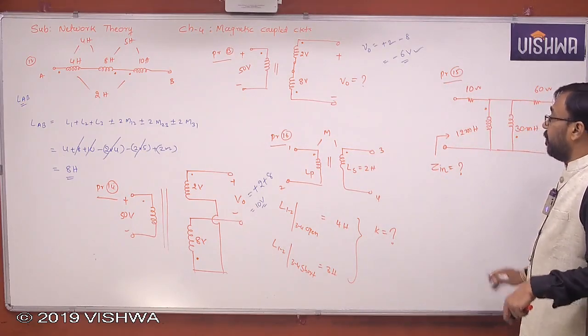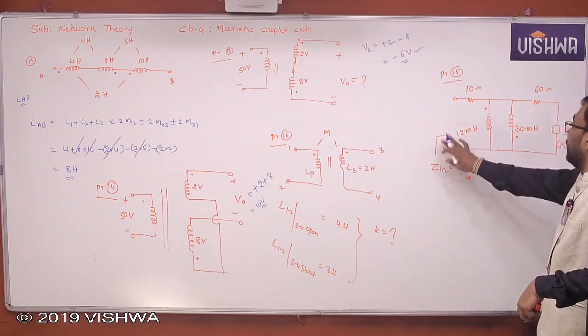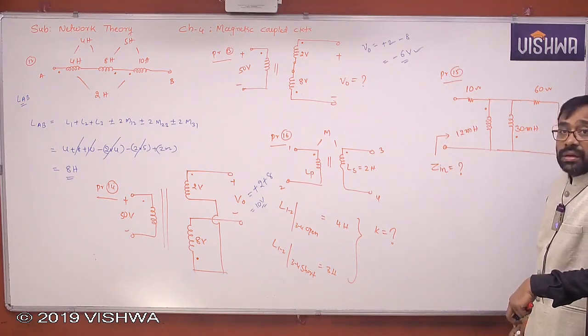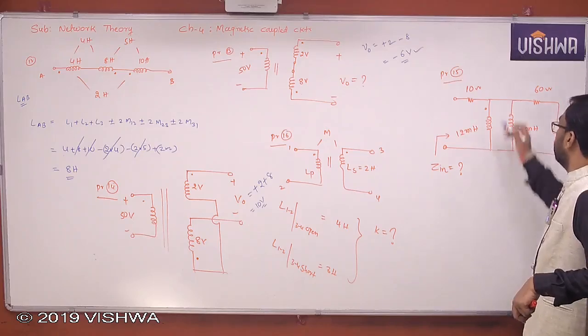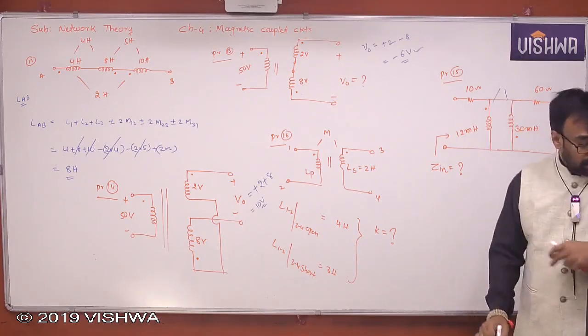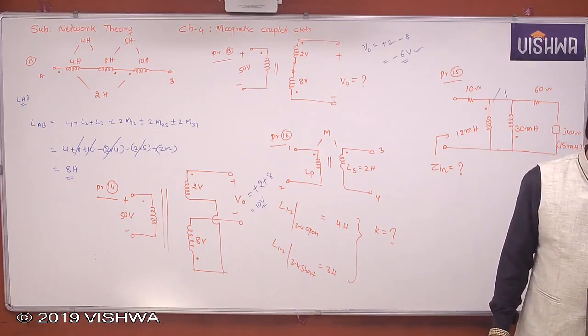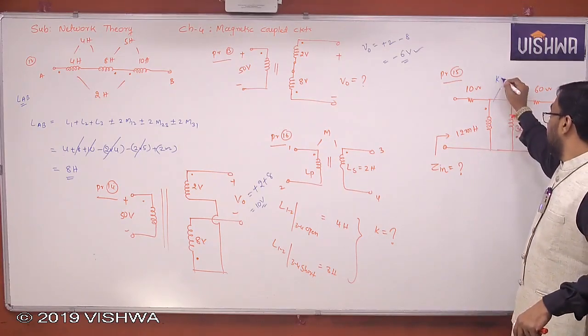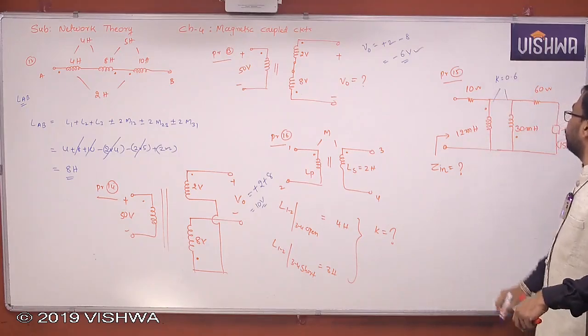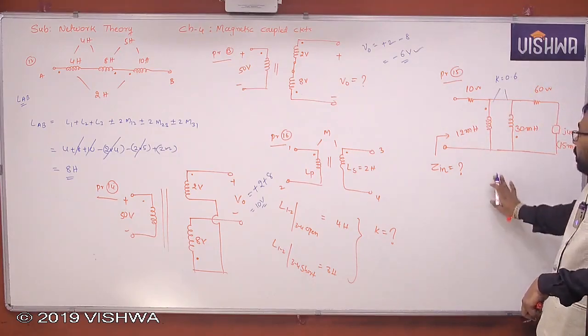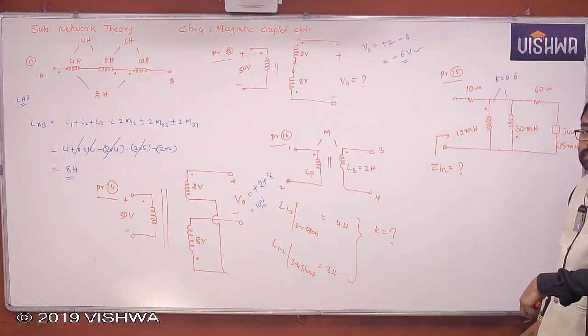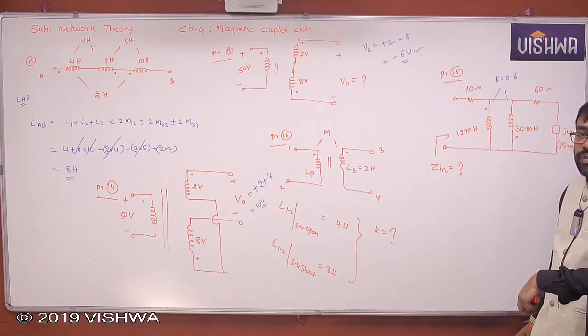Now coming to the 15th problem, he's asking Zn. I think the mutual reactance is given or not. Let me check once. Yeah, K value is given here, 0.6. Please note this. The 15th problem is expecting Zn. Understand, all of you?